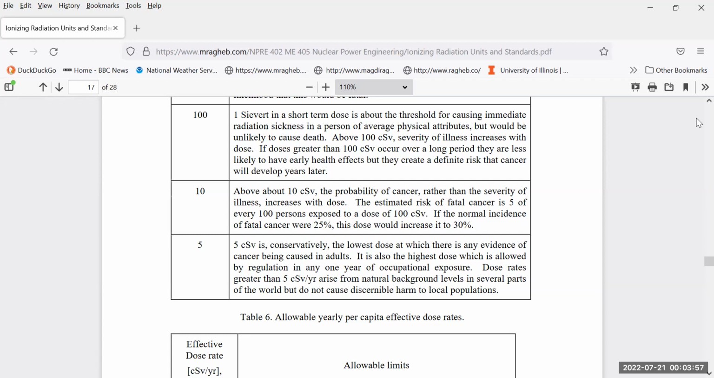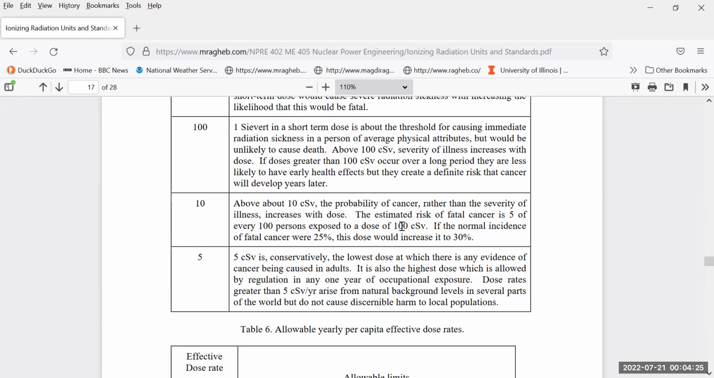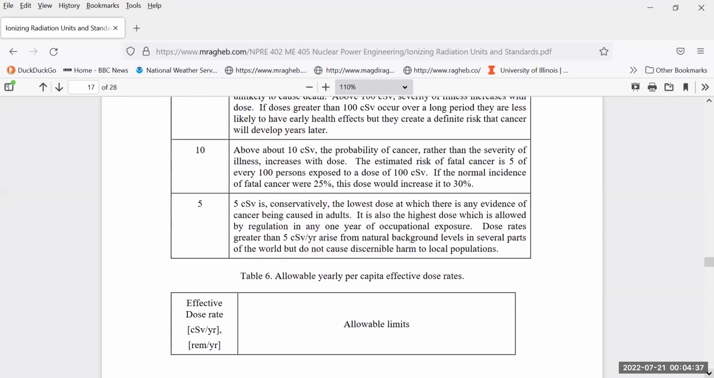Above 10 centisievert, the probability of cancer, rather than the severity of illness, increases with the dose. And the effects will not show up immediately, because the cancer cells start multiplying, and the multiplication forming a tumor does not appear until several years later. So the estimated risk of a fatal cancer is 5 of every 100 persons exposed to a dose of 100 centisievert. If the normal incidence of fatal cancers were 25%, you'll find that this increases to 30%.